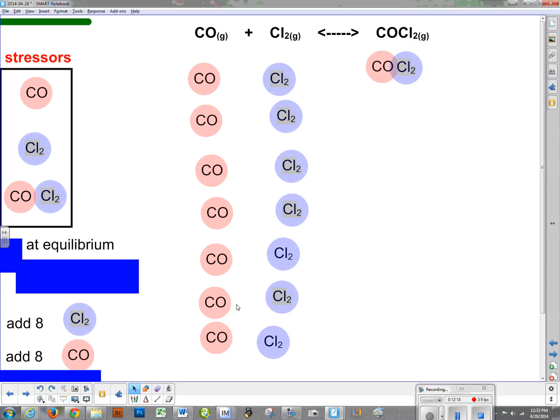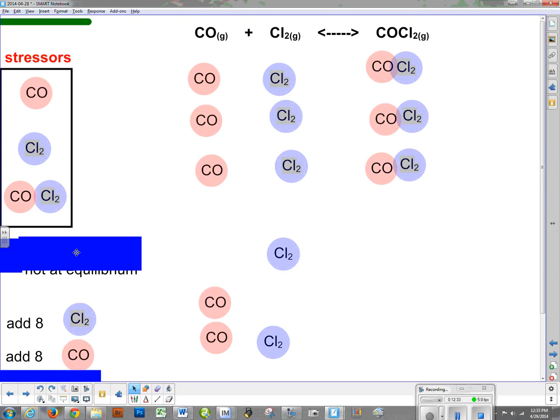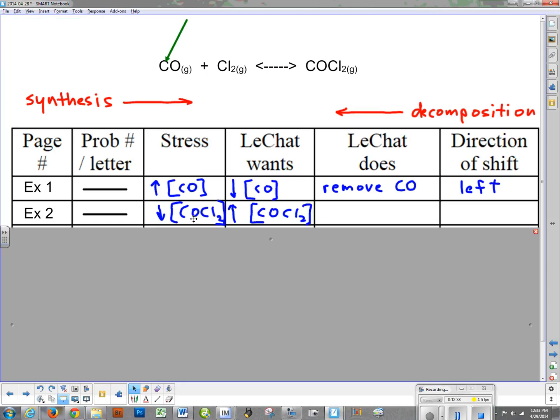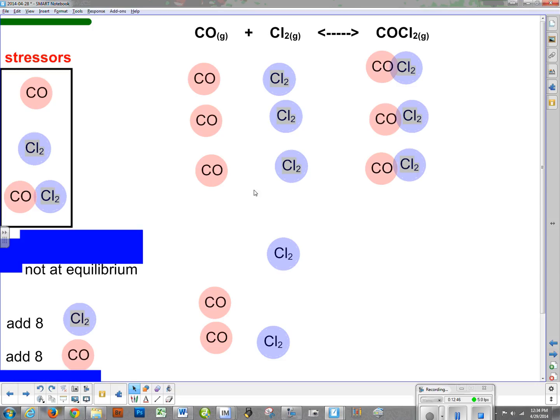So let's go ahead and put a few more of these guys together. Let's put them over here together. Now we have, let's call this equilibrium. So we're at equilibrium. Now, in this new stress, what we did is we reduced the amount of COCl2. Let's take one of these guys apart, which will mean that we are now not at equilibrium. But we did this from outside.